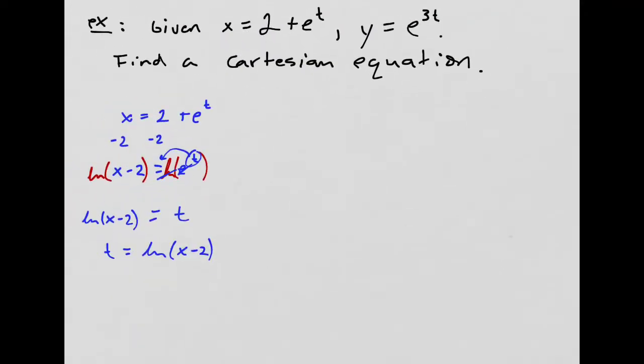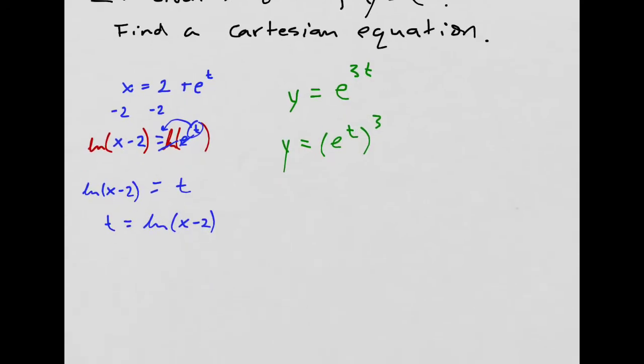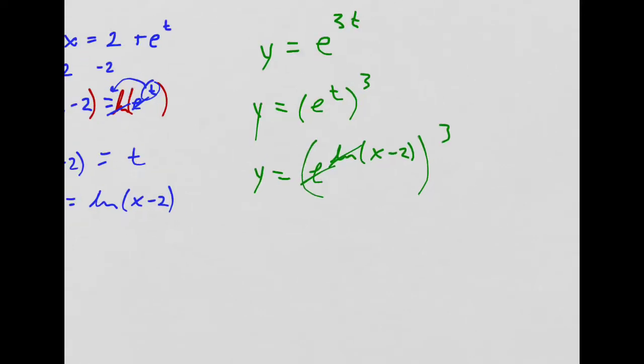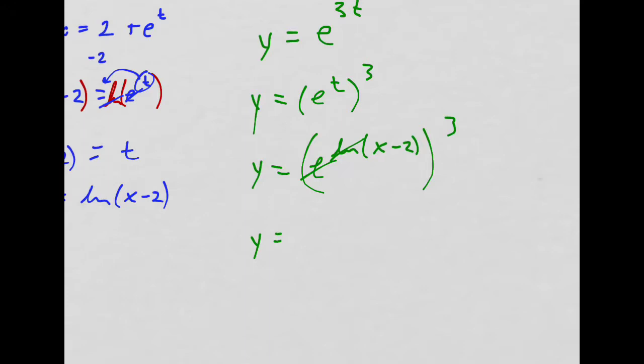And so I have y equals e to the 3t, and I'm going to say that that's the same thing as y equals e to the t raised to the 3. That's definitely the same thing. I think that'll simplify things a little bit. Hopefully you can think ahead and figure out why I'm doing that. But then I have e to the t, which is ln of x minus 2, and then all to the third. Now, that's why I did that, because that cancels out, and I just have y equals x minus 2 raised to the third power.